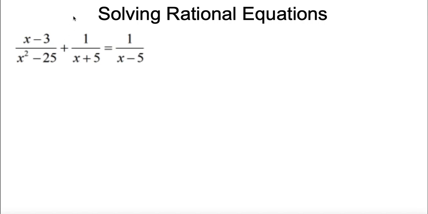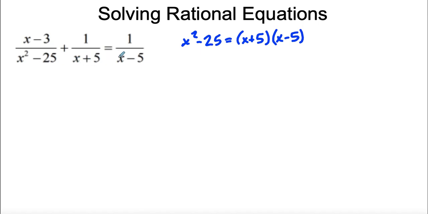Some rational equations. So first thing we need to do is get it so that they all have the same denominator. And how we're going to do that is to figure out what they share in common, and what each one is missing. So if I look here, x squared minus 25 is going to simplify to x plus 5, x minus 5. All right, so they all need to have that then.